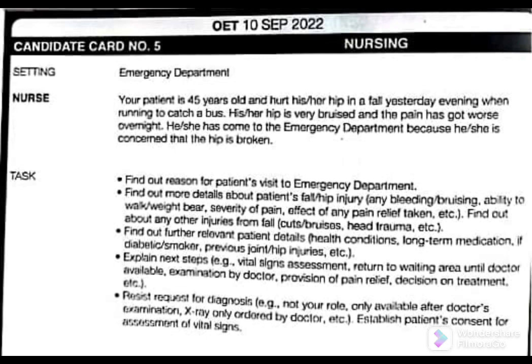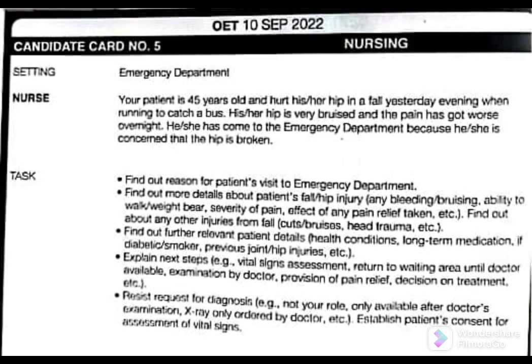This is a common scenario. So we can just start with the self-introduction. And this is a morning scenario. So good morning, my name is Rishmi Rajan, one of the registered nurses working in this emergency department. How may I address you and how can I help you today?